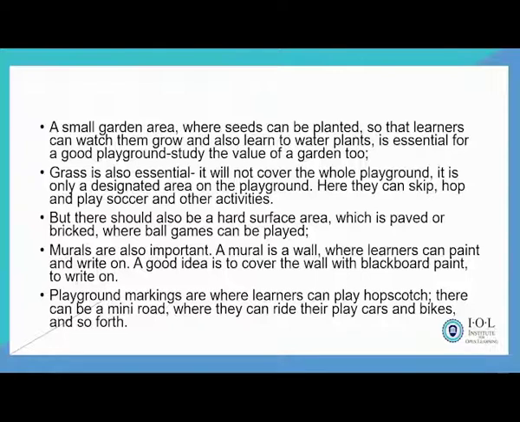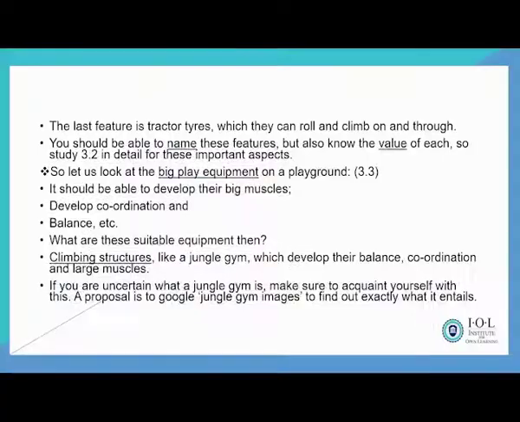Murals are also important. A mural is a wall where learners can paint and write on. A good idea is to cover the wall with blackboard paint to write on. Playground markings are where learners can play hopscotch. There can be a mini road where they can ride their play cars and bikes and so forth. The last feature is tractor tires, which they can roll and climb on and through. You should be able to name these features, but also know the value of each. So study 3.2 in detail for these important aspects.